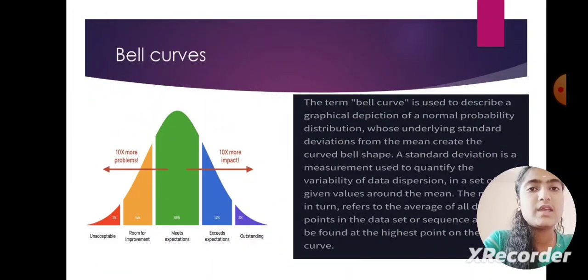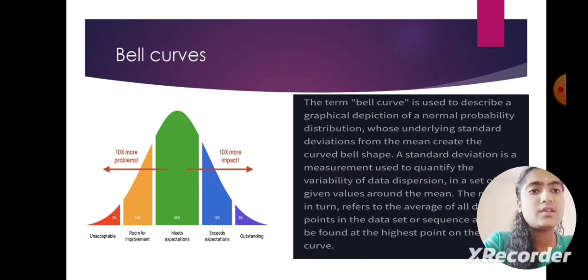Bell curves. This is the image of the bell curve. It ranges from unacceptable, room for improvement, meets expectations, exceeds expectations, to outstanding. The term bell curve is used to describe a graphical depiction of a normal probability distribution whose underlying standard deviations from the mean create the curved bell shape.